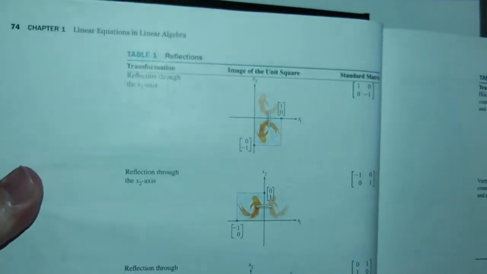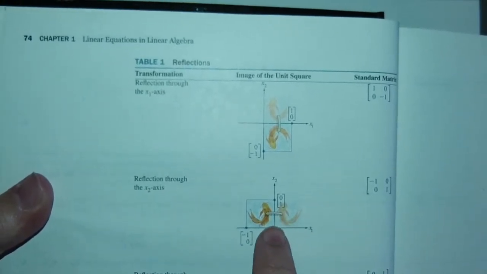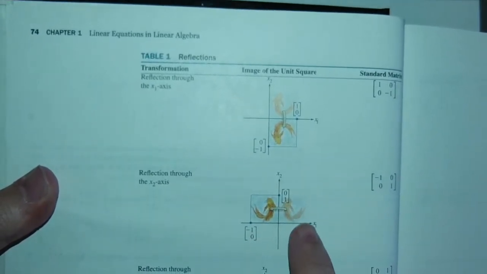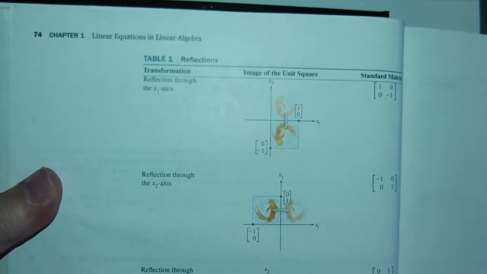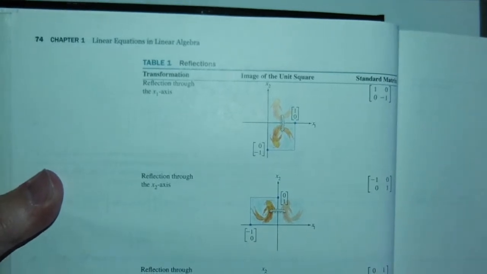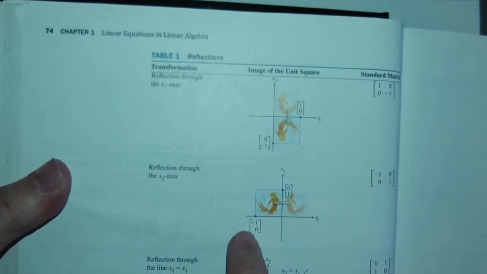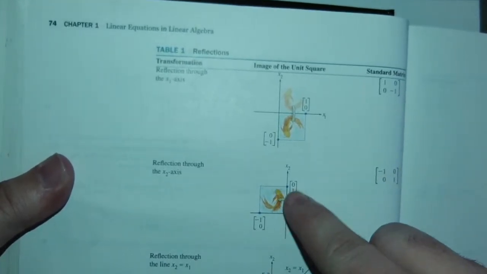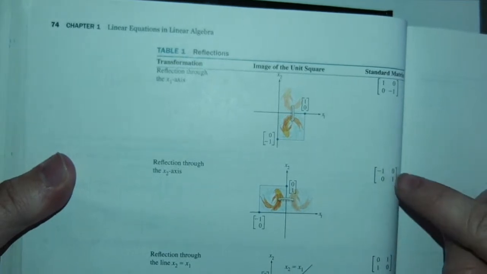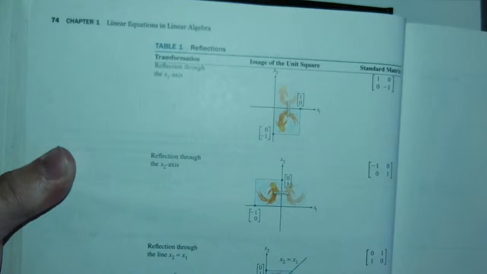Okay, similarly, the reflection through the x sub 2 axis is going to fix the vector 0, 1 and flip the vector 1, 0 to be minus 1, 0. So again, it's the same exact process for finding the standard matrix. 1, 0 gets flipped to minus 1, 0, so in the first column I have minus 1, 0. 0, 1 stays the same. It's 0, 1. So that column is fixed, just like the first column was fixed in the previous example.